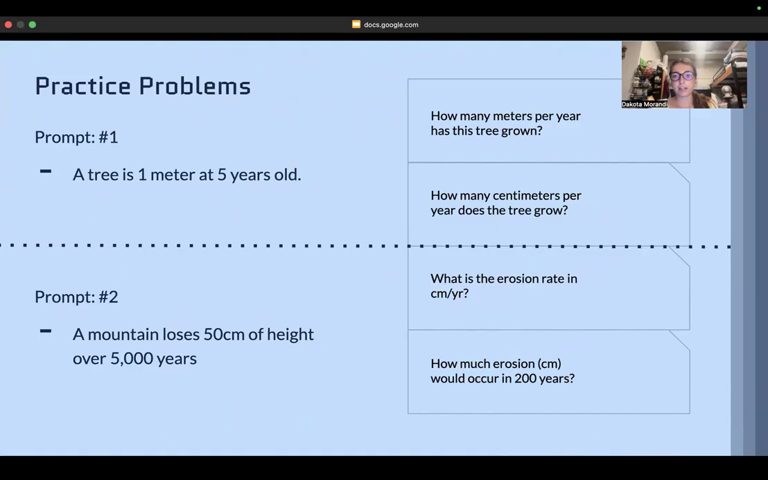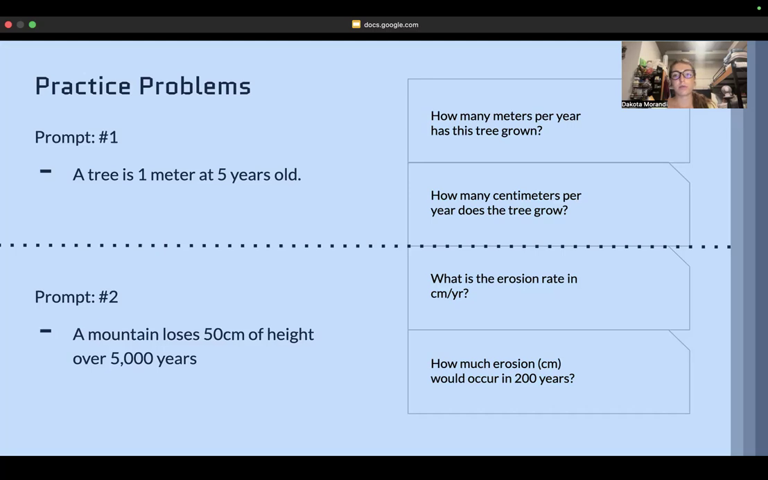So now we have a couple practice problems. Feel free to pause and solve the questions on your own and come back for the answers, or we'll work through them together right now. So for prompt one, a tree is 1 meter at 5 years old. For the first question, it asks, how many meters per year has this tree grown?